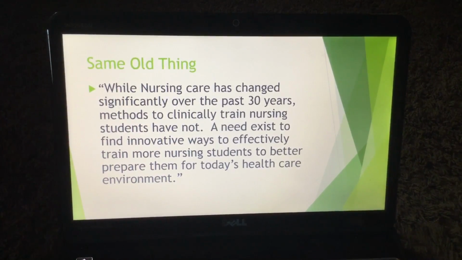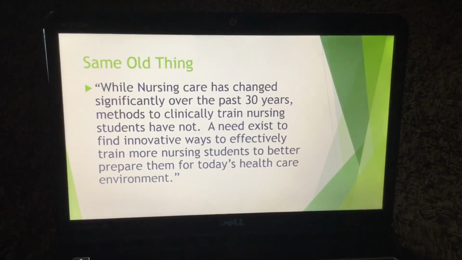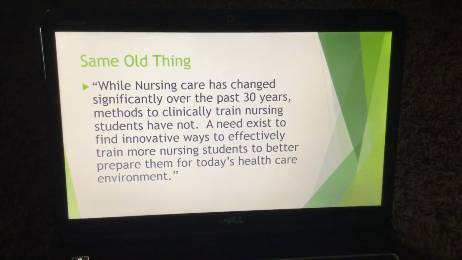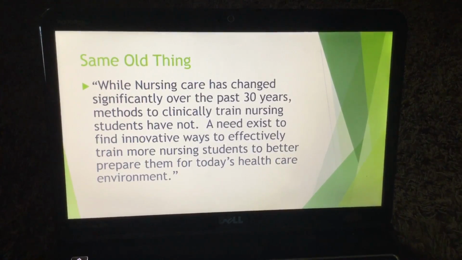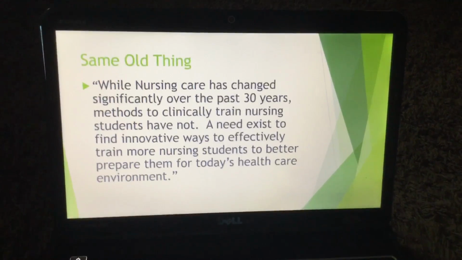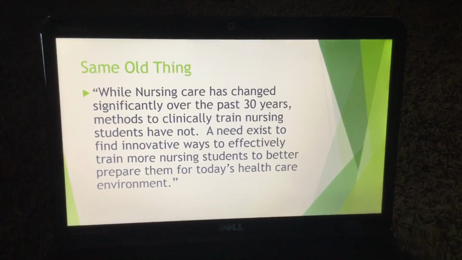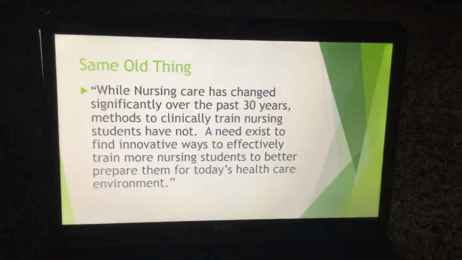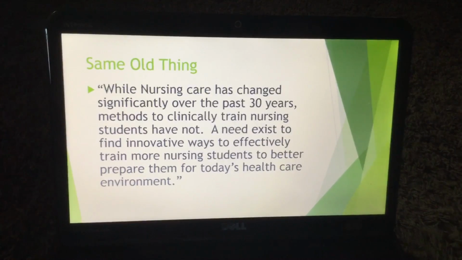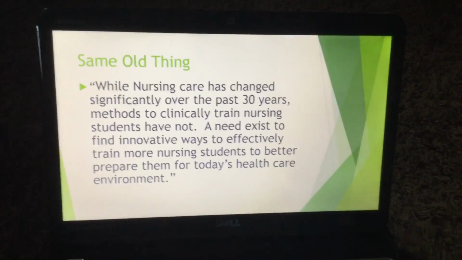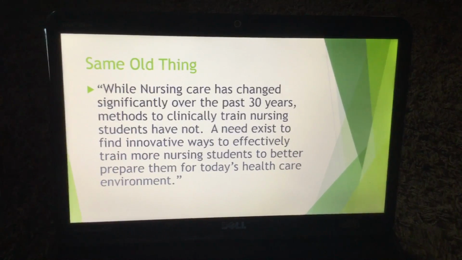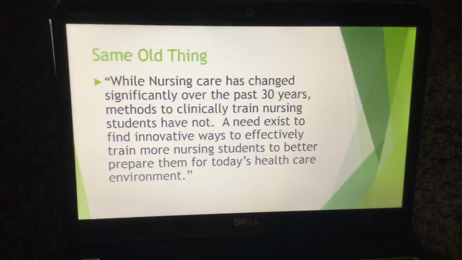It's hit or miss. So one source says, while nursing has changed significantly over the past 30 years, methods to clinically train nursing students have not. A need exists to find innovative ways to effectively train more nursing students to better prepare them for today's healthcare environment. Amen. That's absolutely true. There are nurses who don't want nursing students. It's hit or miss. Some students get no clinical experience, and then we're surprised when they're done with nursing school and they don't know how to perform in the patient care environment.